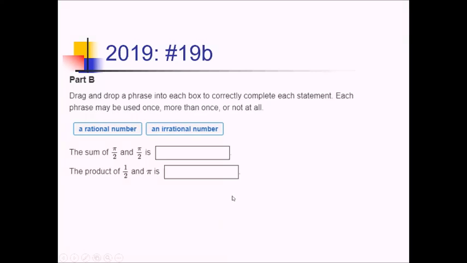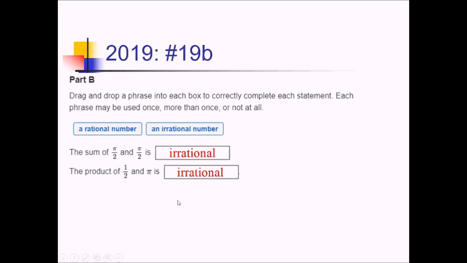On this part of the problem, we just need to drag and drop one of these phrases into the box here to complete the sentence. So first one, sum of pi over 2 and pi over 2 is rational or irrational. Well, this would be 2 pi over 2, which is just pi, and that is an irrational number, or at least believed to be. So we'll put irrational in there. And then product of 1/2 and pi is, well, that's pi over 2, which is also irrational.